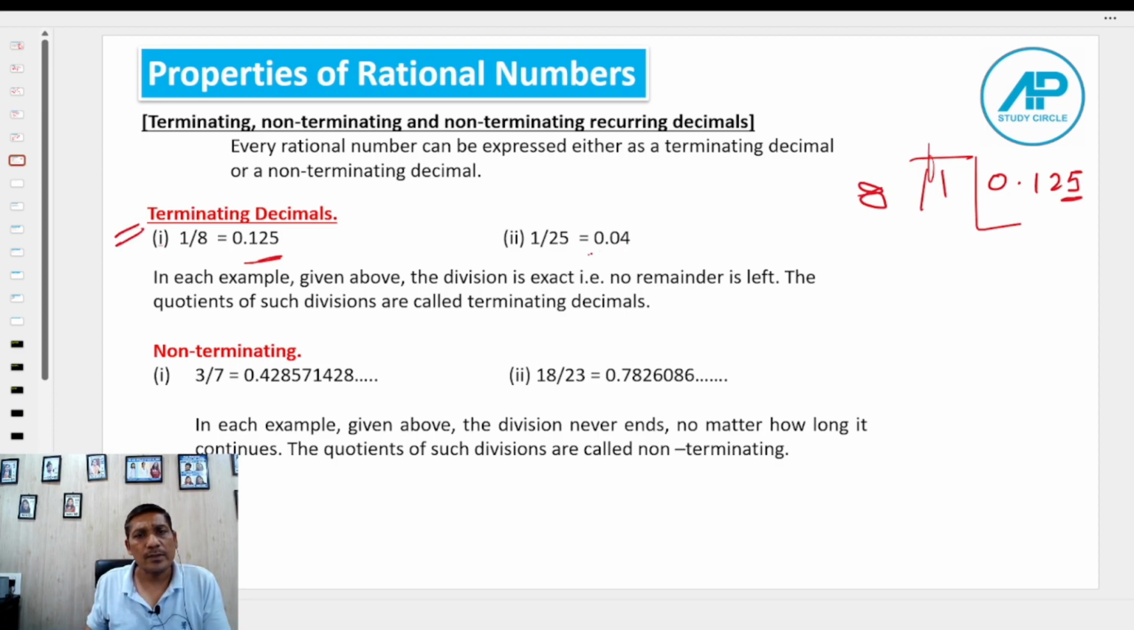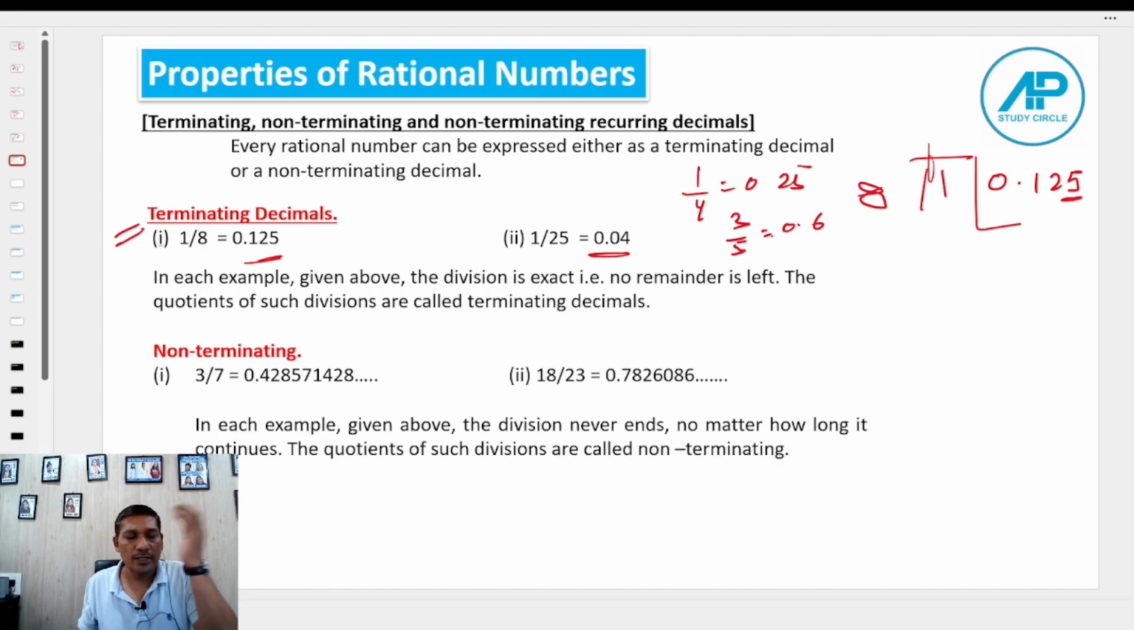1 upon 25 is 0.04, 1 upon 4 is 0.25, 3 upon 5 is 0.6. You can think in your mind various decimal numbers which are terminating. In each example given above, division is exact, no remainder is left. The quotient of such divisions are called terminating decimals. Non-terminating, divide 1 by 3.